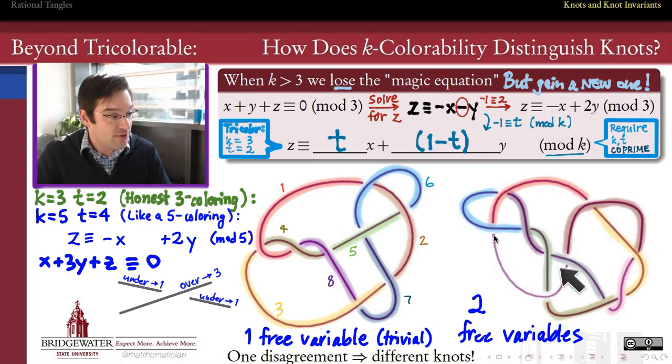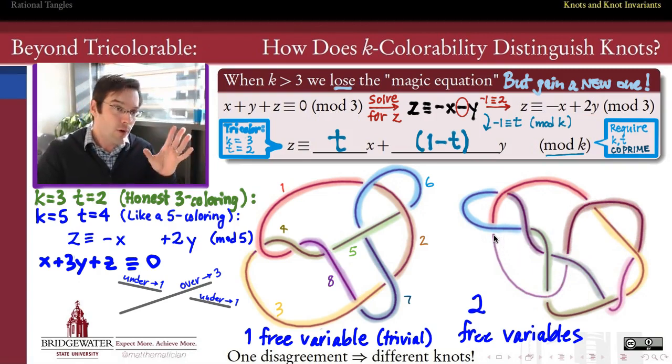Because I can color those arcs differently from one another, that must imply that there exists a non-trivial 5 coloration. We still don't know whether it uses all 5 colors or not, but we know that there exists a non-trivial 5 coloration for the knot diagram over here on the right.